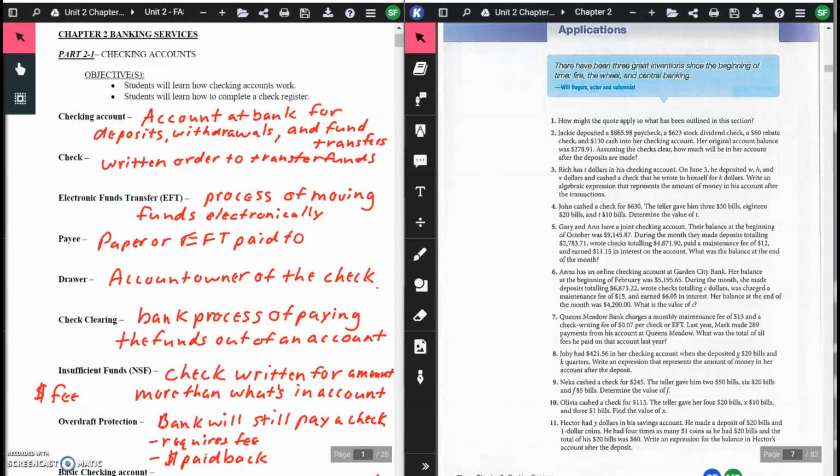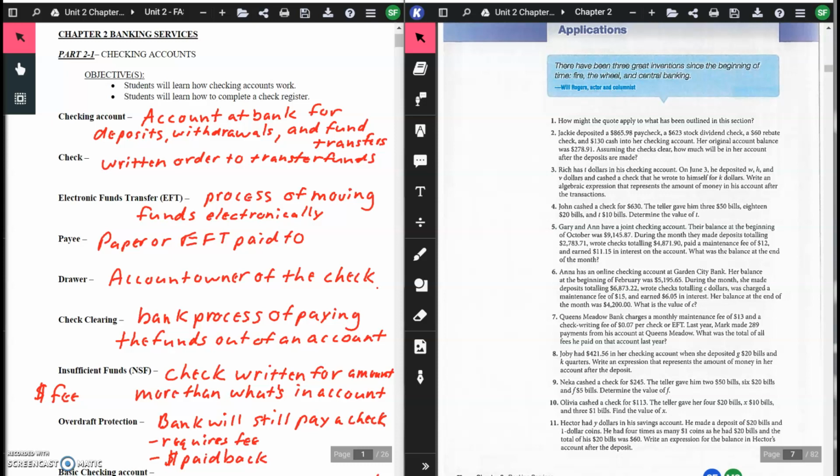Alright, the next chapter is Chapter 2 on banking services. We have a lot of definitions here and then a few examples at the end. So pause when needed. Checking account: an account at a bank for deposits, withdrawals, and fund transfers.